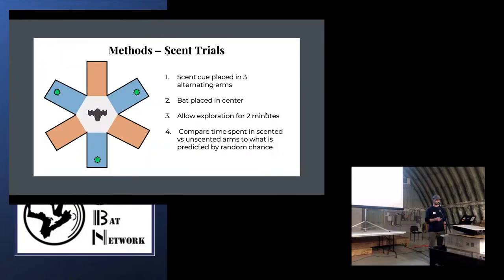I performed 2 versions of this trial. One was using predator cues, or the skin shed for the eastern fox snake. And what I expected is for them to avoid it, to spend more time in the unscented arms than was expected by random chance. And 2, I used a conspecific cue.